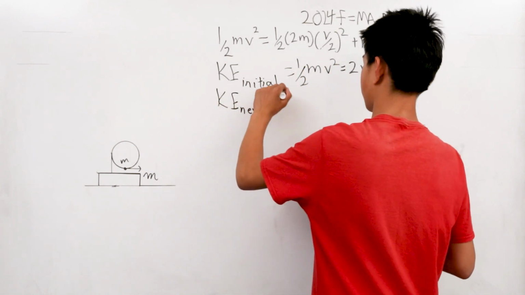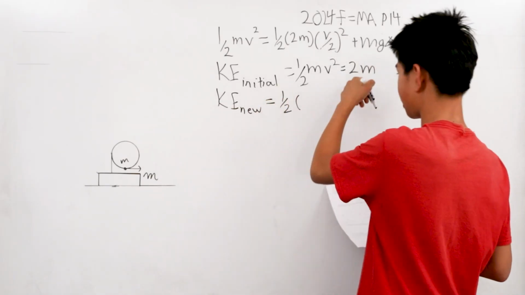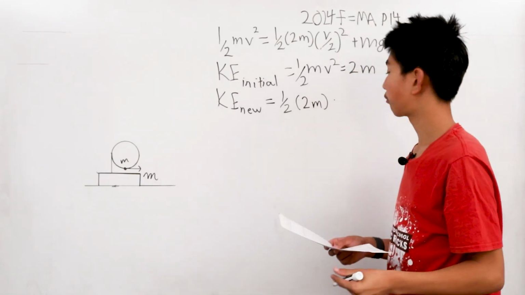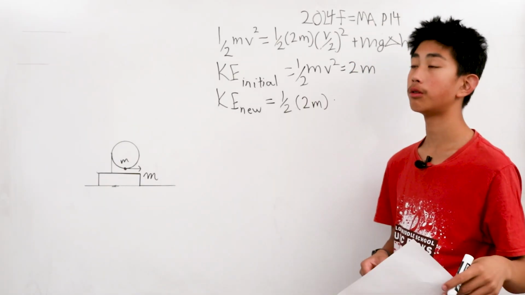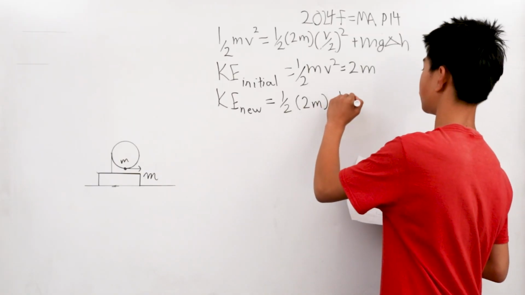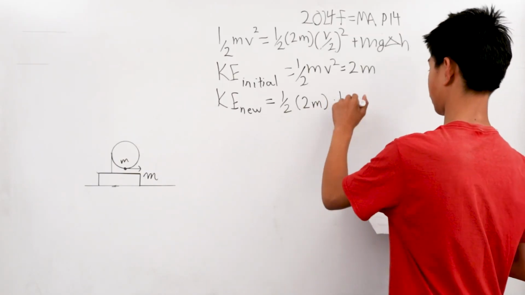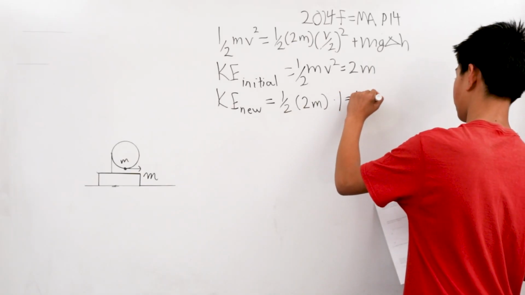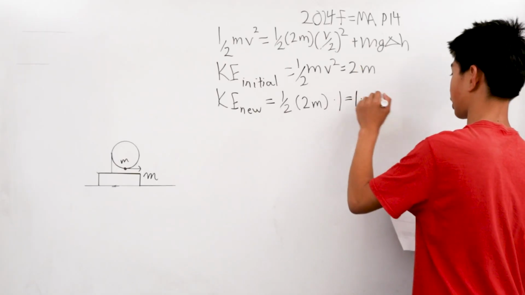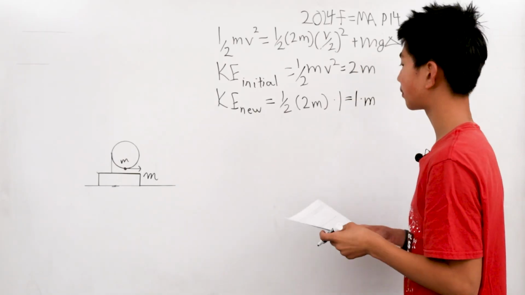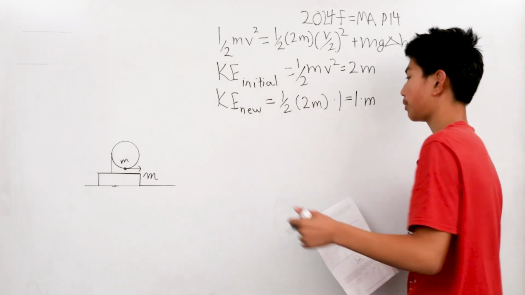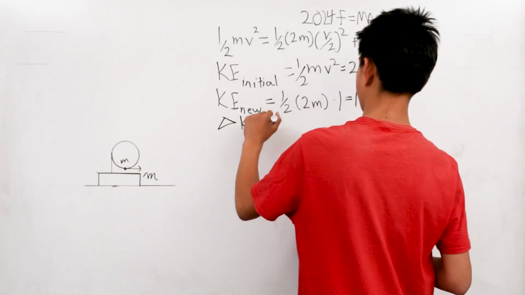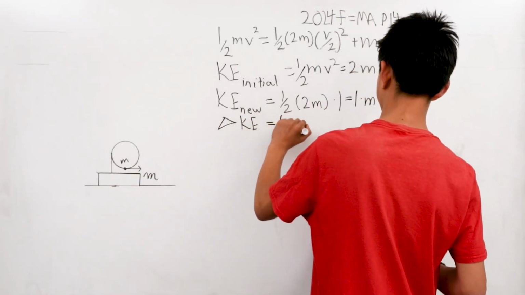Now our new kinetic energy is going to be 1/2 times m times the new velocity squared. We're solving for the case when v over 2 is equal to 1/2, so the velocity is just 1. So our new kinetic energy has a magnitude of 1 times m joules. Now, this is crucial because the change in kinetic energy, delta kinetic energy, is 1m joules.